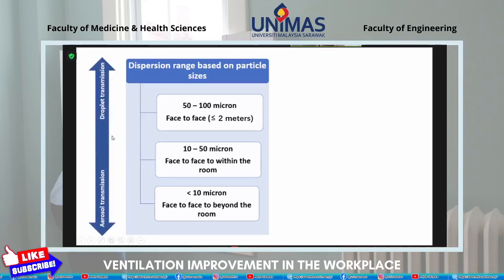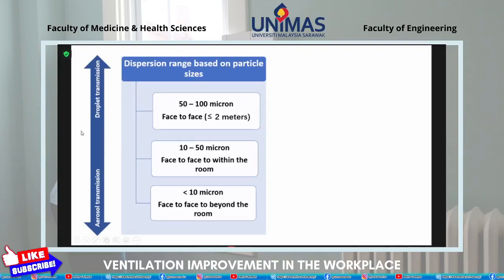How far a particle can transfer through air depends on the size of the particle. If you look at this, the different sizes of particles: the bigger the size, the shorter the range of dispersion, and this is where the transmission is more likely to be droplet. Droplets have a bigger size, and hence the range of transmission is shorter. When you have a particle less than 10 micron, it is more likely in the area of aerosol transmission, because aerosol can suspend in the air and spread beyond the room.